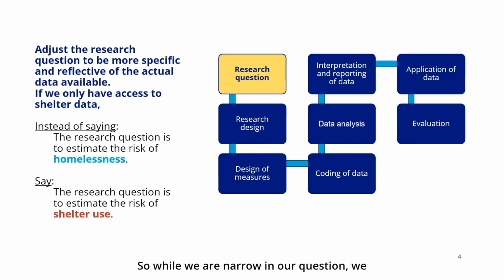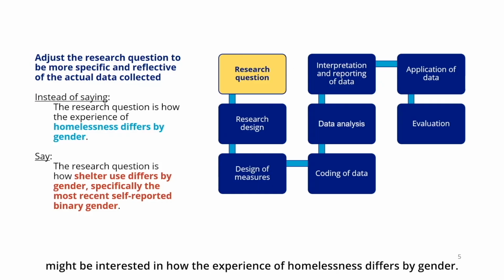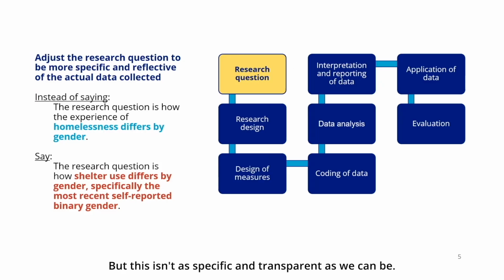So while we are narrow in our question, we are being transparent about what we can measure with shelter use data alone. Taking this a step further, we might be interested in how the experience of homelessness differs by gender. But this isn't as specific and transparent as we can be. So instead, we'd say that the research question is how shelter use differs by gender, specifically by the most recent self-reported binary gender, or however we define and use gender in the analysis we run.